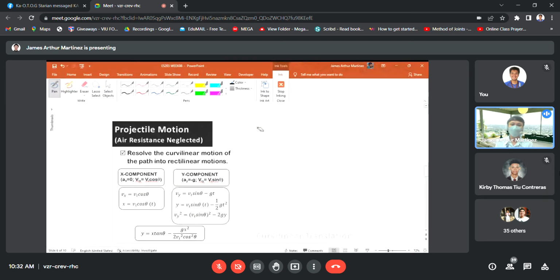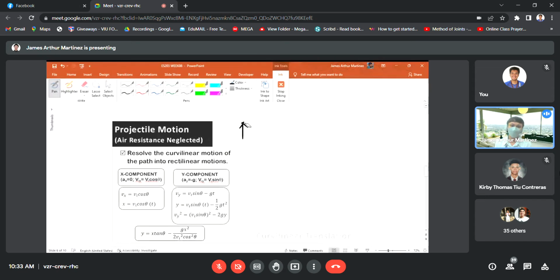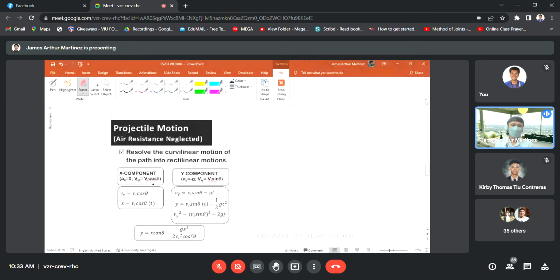And if we consider the y component, meaning it is acting on the y-axis, then the nature of the motion at any given point on the trajectory is just a vertical motion. We can then apply the discussion on free falling bodies. That is why you have here the equations for projectile motion, the x and y components. You just have to understand the assumptions when dealing with projectile motion.